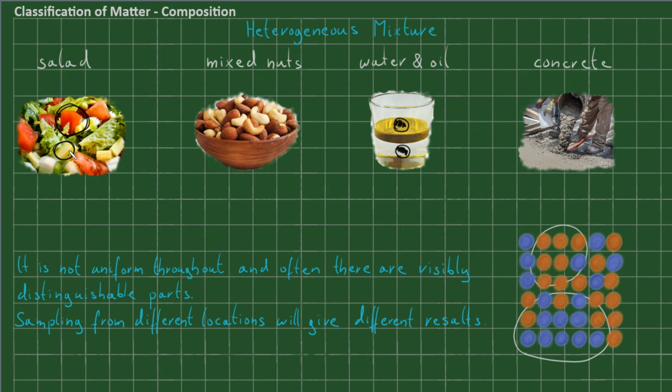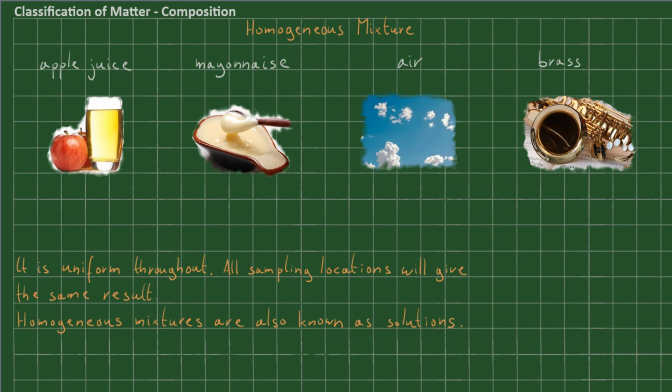Firstly, let me get rid of this and bring in some homogeneous mixtures. So here they are. We have apple juice, mayonnaise, air, and brass. Homogeneous mixtures are also known as solutions. So in everyday language, when we think of a solution, we think of a liquid. However, in chemistry, we can have liquid solutions, solid solutions, and gaseous solutions.